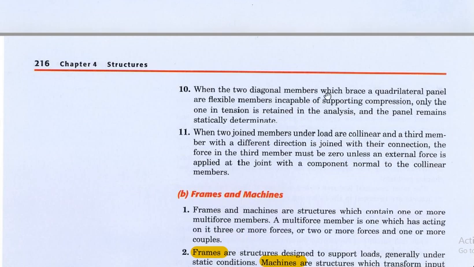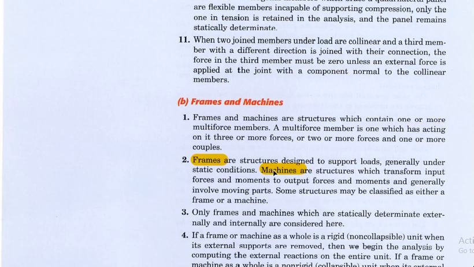When the two diagonal members which brace a quadrilateral plane are flexible members incapable of supporting compression, only the one in tension is retained in the analysis. When two joined members under a load are collinear and a third member with a different direction is joined at their connection, the force in the third member must be equal to 0. So this was all about the main points or the main concerns about trusses.